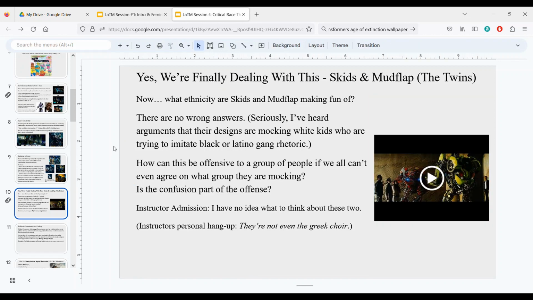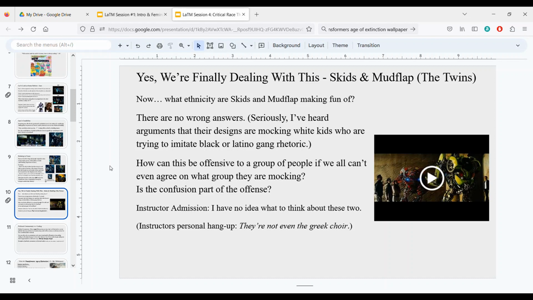And then how can this be offensive to a group of people if we can't all even agree on what group they are mocking? Is the confusion part of the offense? My honest admission is I have no idea who these two are supposed to be making fun of, because I've heard everything. I've heard they're making fun of black people, I've heard they're making fun of Latino people, I've heard they're making fun of white kids acting like black or Latino stereotypes.